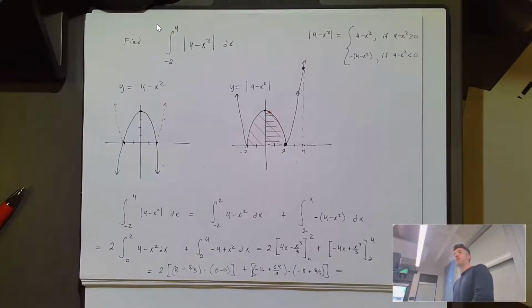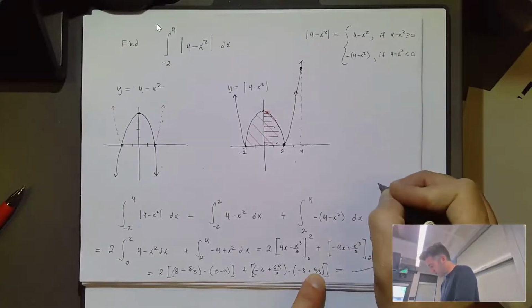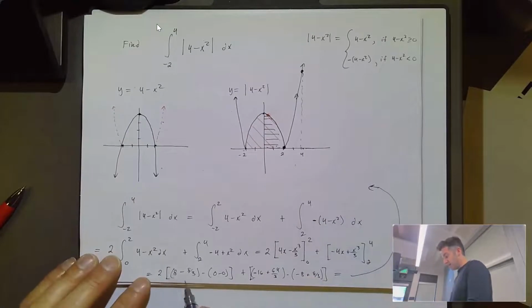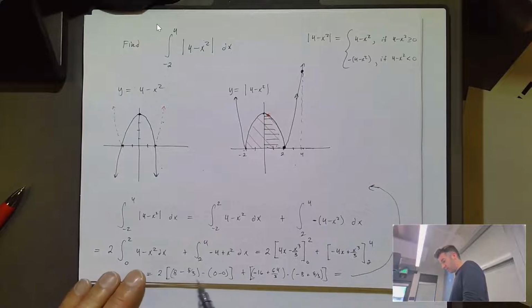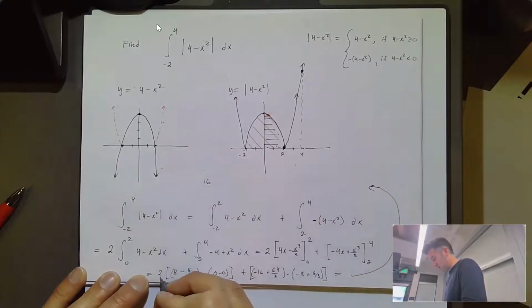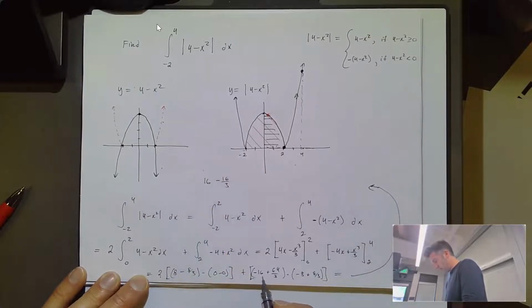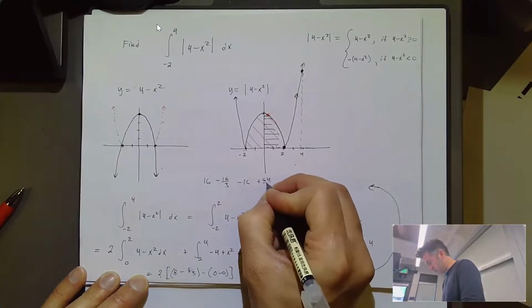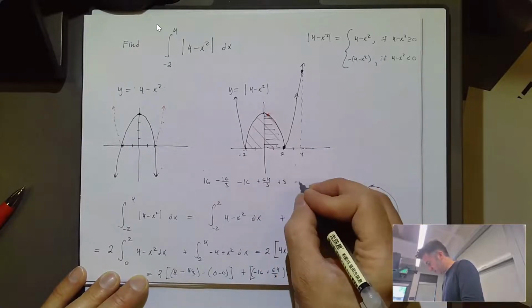I don't really want to do it though, because I don't have a lot of room to finish the problem. I suppose we could do it up here. So let's see, 8 minus 8/3. If I was doing this, I would simplify by not putting those together. I would say I have 2 times 8 is 16, 2 times -8/3 is -16/3, and then 0, and then -16 plus 64/3 plus 8 minus 8/3.